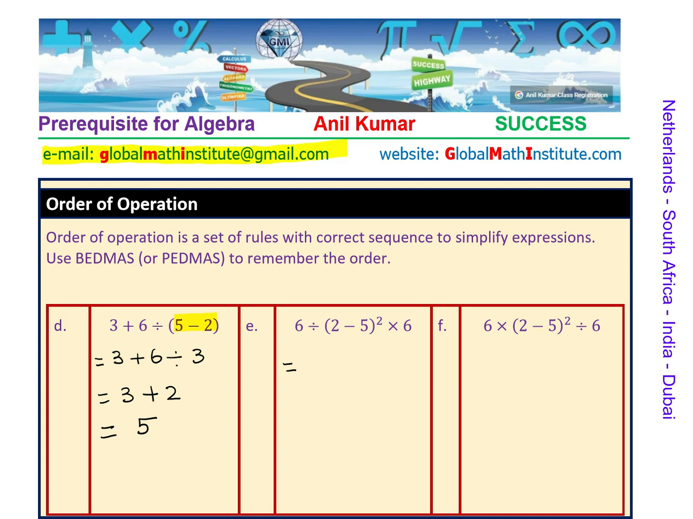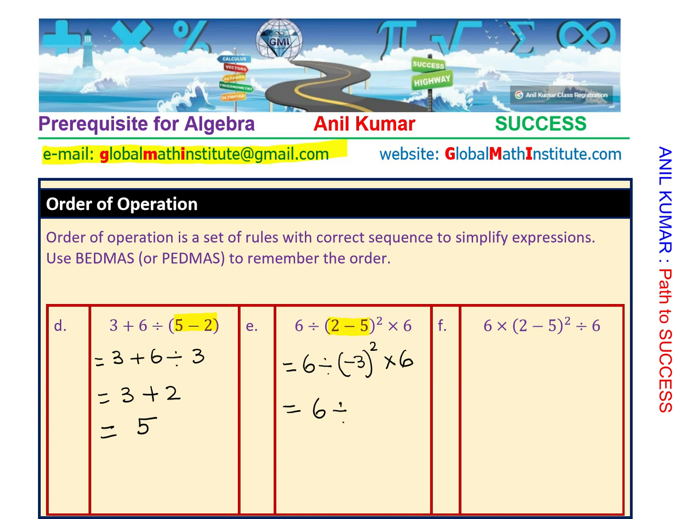globalmathinstitute@gmail.com. So now we have 6 divided by (2 minus 5) whole square times 6. First operation is within the bracket, correct? Let's do it. 2 minus 5 is minus 3. We'll square this and then multiply by 6. Now we open this power: 6 divided by minus 3 squared, which is 9.